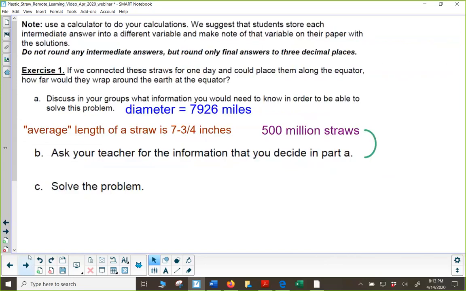All right, so here's the thing. We want to use a calculator for the calculations. Again, don't round intermediate answers, round only final answers.